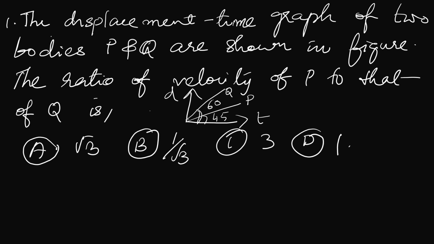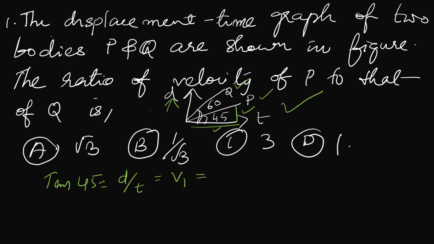The displacement time graph of two bodies P and Q are shown in the figure. The ratio of velocities of P to that of Q is. Here in this figure, two bodies are given, P and Q. When we find tan 45, we will get opposite side by adjacent side. Opposite side represents distance, divided by adjacent side, which is time. So distance by time, that you will get velocity for the body P.